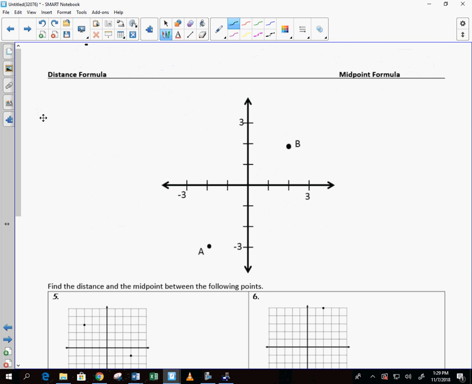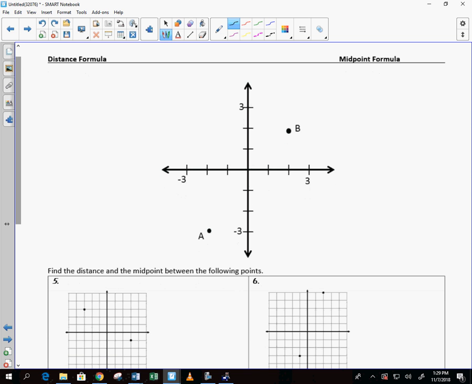There's something that we get from the Pythagorean theorem, and that's called the distance formula. The distance formula works like this. I want to find the distance between A and B. And what I'm going to do is make a right triangle.